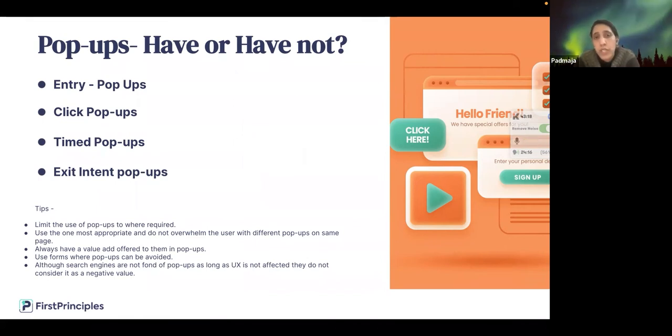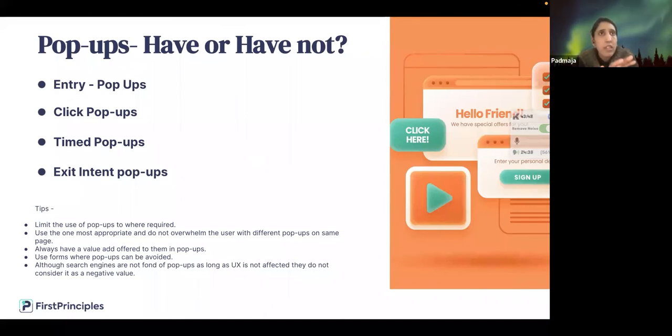You have to limit the pop-ups to whether it's needed or not needed, and always have a value add in the pop-ups. Exit intent pop-ups are still trending a lot. So I would suggest keeping an exit intent pop-up wherever necessary. Entry pop-ups and click pop-ups, just use them warily. Do not overdo them, right?